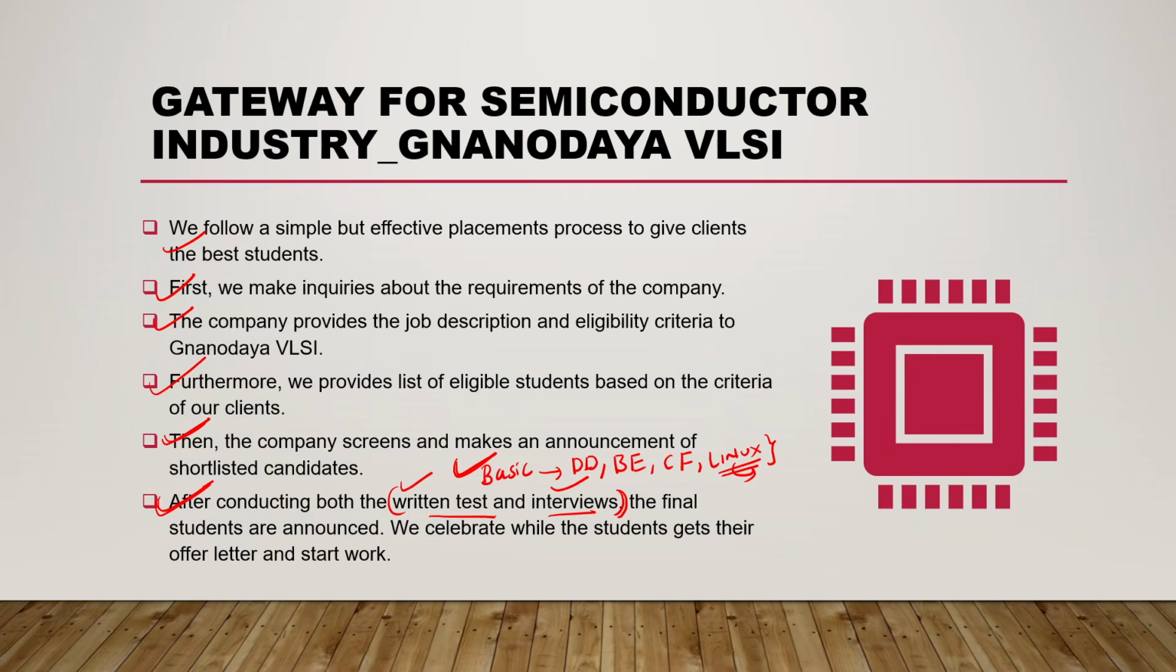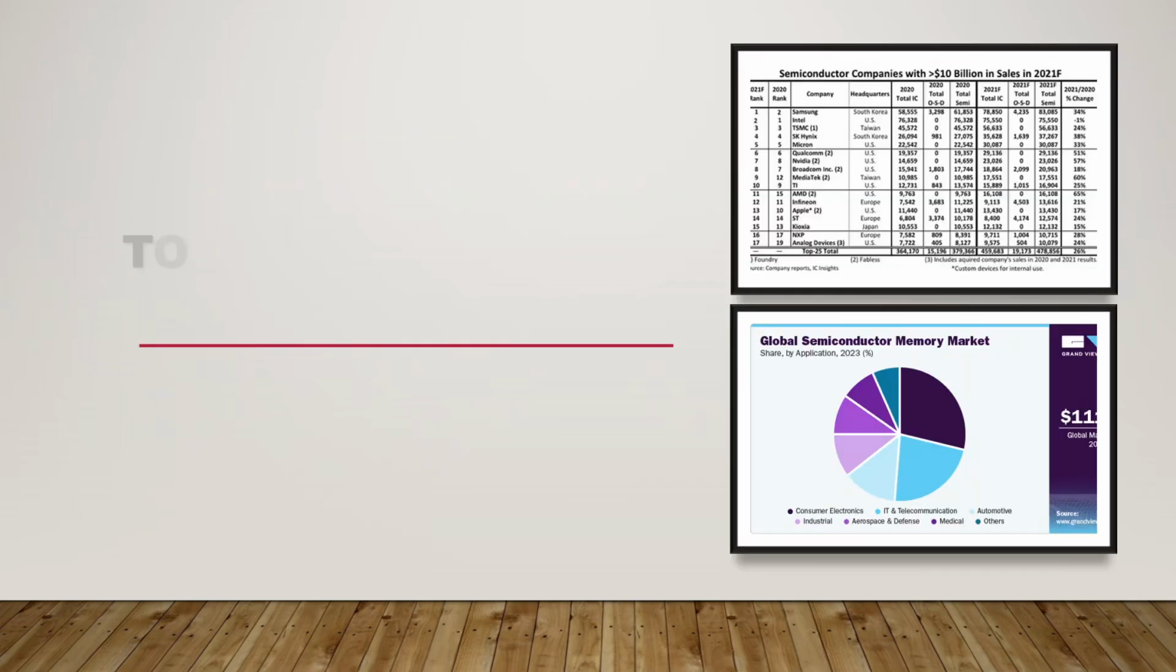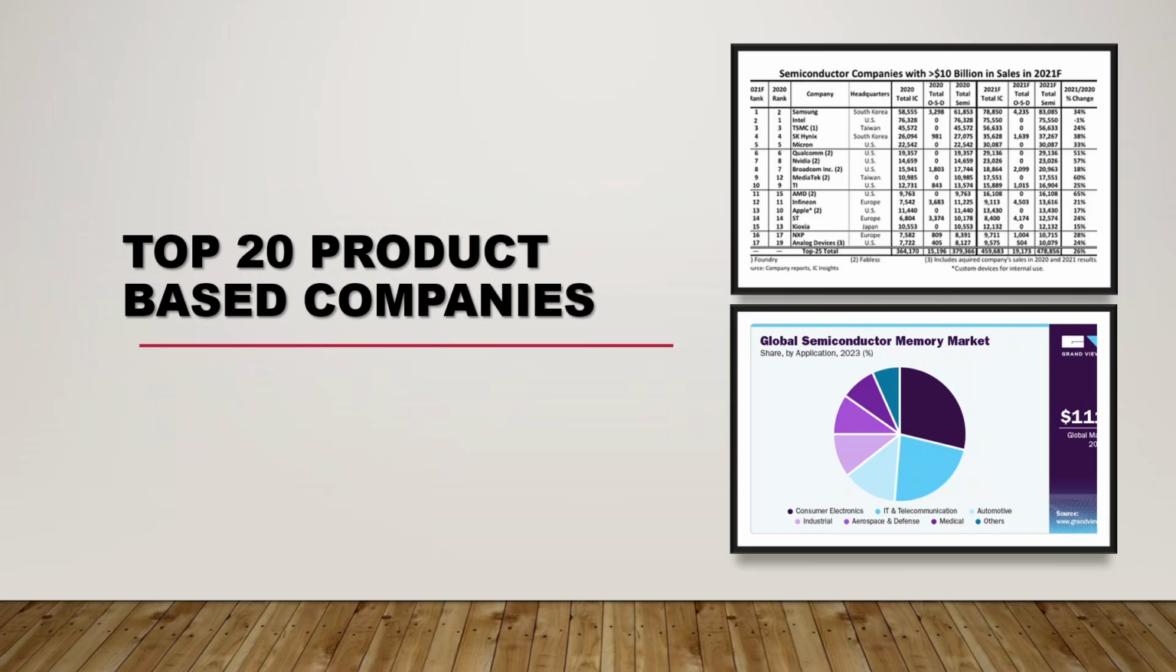Core related round. So these are the gateway for the semiconductor industry. These are the top product based companies: Samsung, Intel, TSMC, Qualcomm, Nvidia, AMD, Infineon, Apple, ST, NXP. NXP was previously Philips, now it is NXP. These are some product based companies.